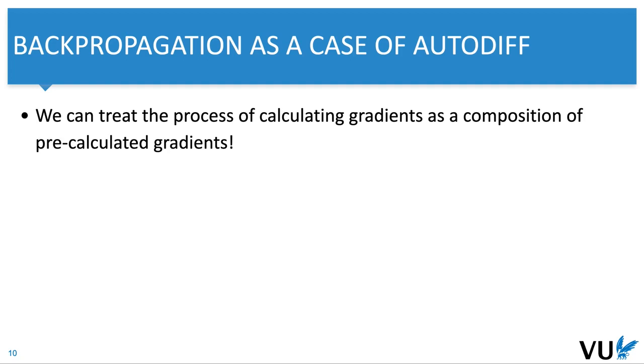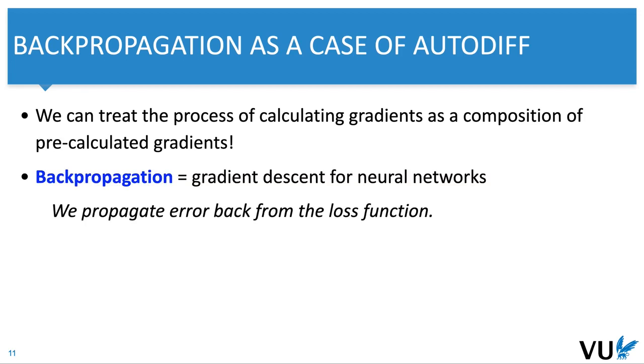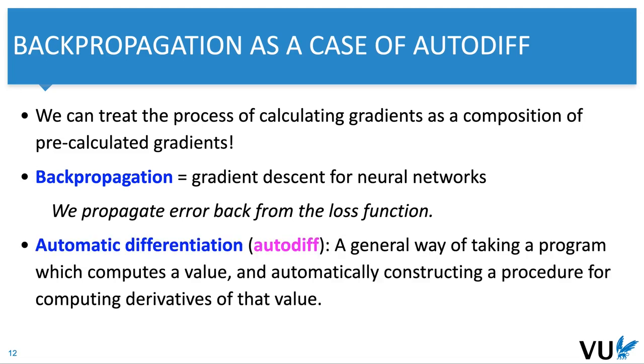Okay, so we can treat the process of calculating gradients as a composition of pre-calculated gradients, and this is fantastic news because it means that we can write a package that will calculate derivatives for us, and this is something called AutoDiff, where backpropagation is just gradient descent for neural networks, and we propagate the error back from the loss function. So AutoDiff, so-called automatic differentiation, is a general way of taking some program and writing a package that will compute values and will compute derivatives of such values for us. It is an automatic procedure. Of course, automatic differentiation is beyond neural networks, but it has a direct application to neural networks, and it is perfect for this kind of problem.